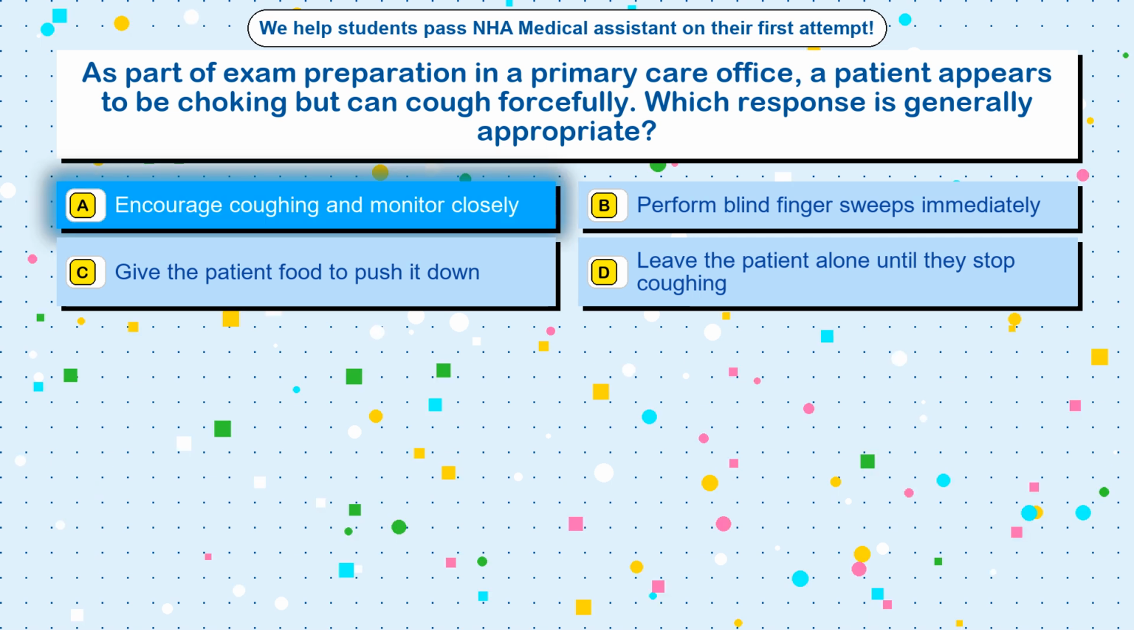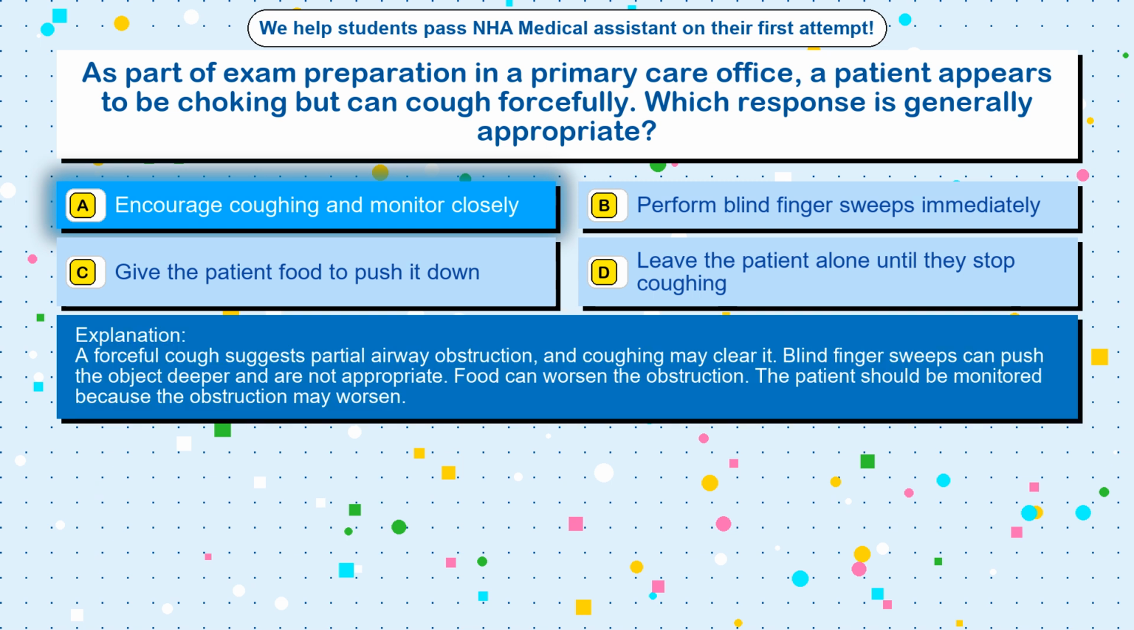The correct answer is option A. Encourage coughing and monitor closely. A forceful cough suggests partial airway obstruction, and coughing may clear it. Blind finger sweeps can push the object deeper and are not appropriate. Food can worsen the obstruction. The patient should be monitored because the obstruction may worsen.